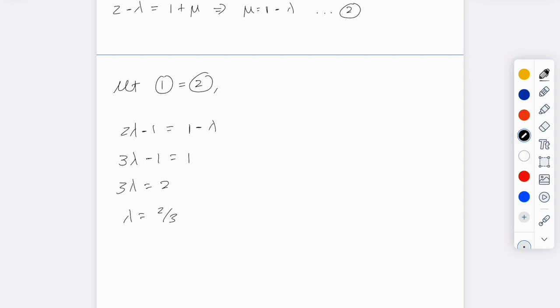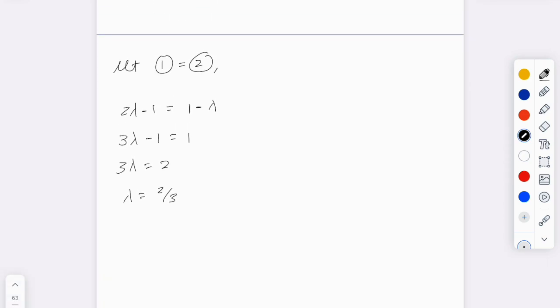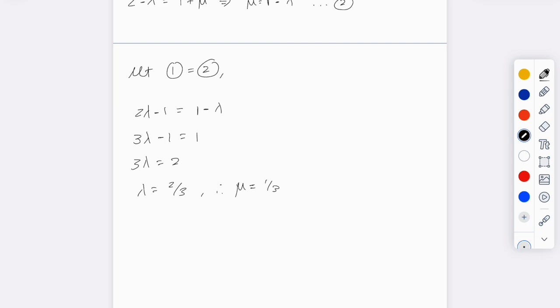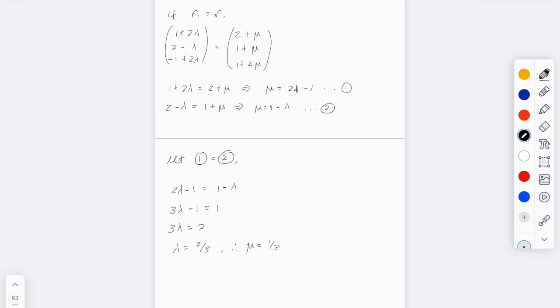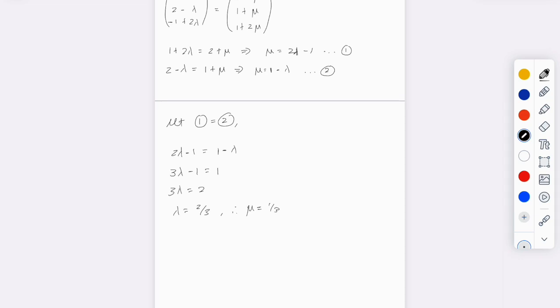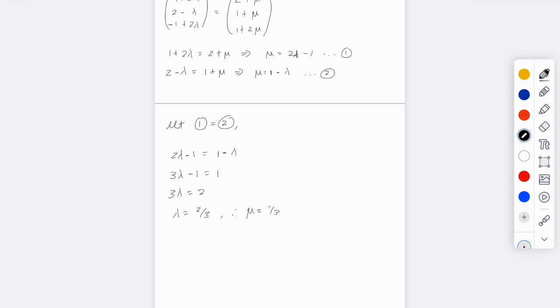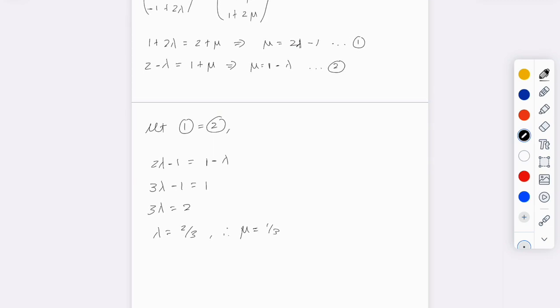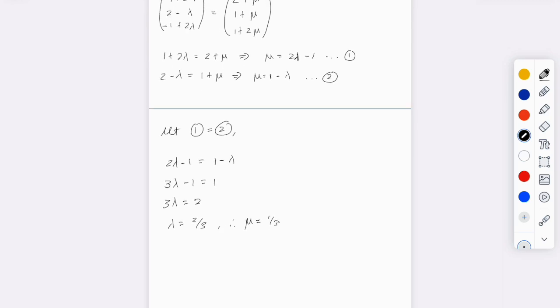What does that tell you? What that tells you is we now have to say, well, fine, we know lambda equals 2 over 3. Okay, so therefore mu is just going to equal a third. Brilliant. So now what we do is we're going to sub them in, okay, and see what value we get. So now we need to plug these in.